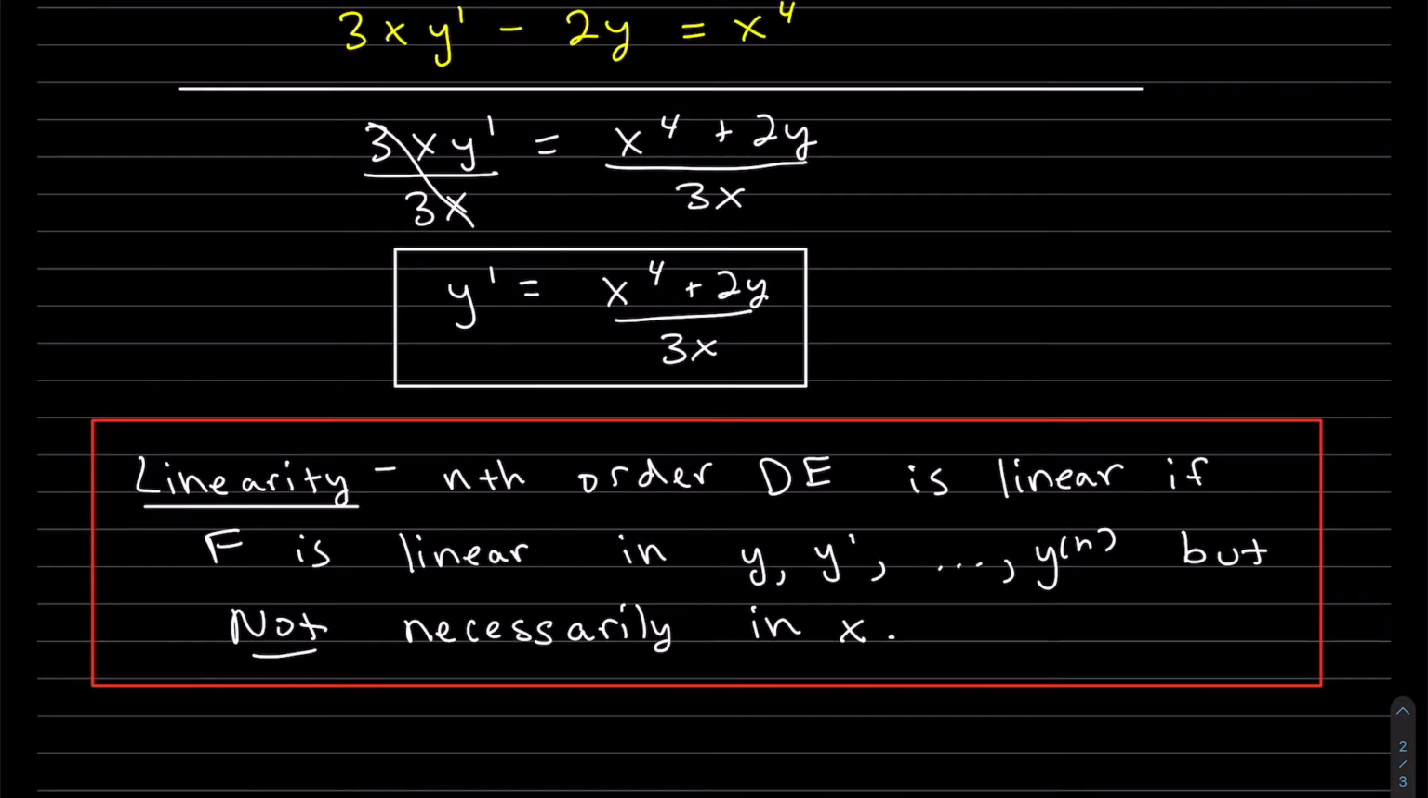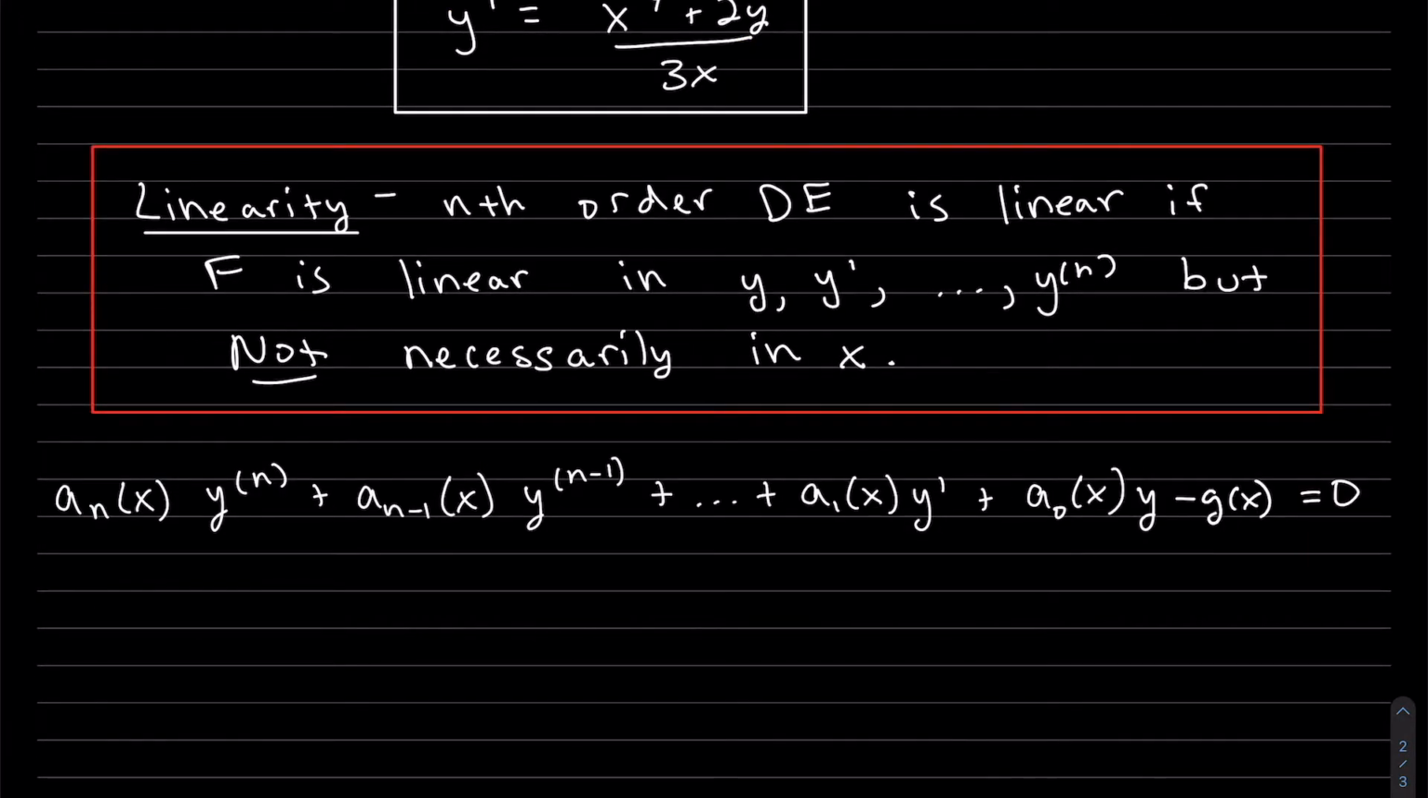Okay, so linearity. So basically, it's just an nth order differential equation, ODE actually. It's linear if f is linear in these variables and derivatives, meaning there's no power to them, or they're not in the denominator or anything, but it's not necessarily linear in x. So here's what a linear ODE looks like.